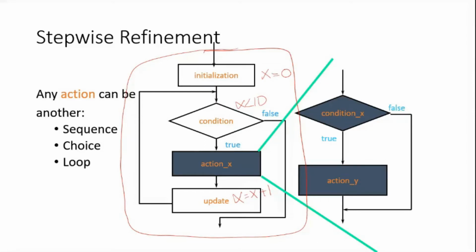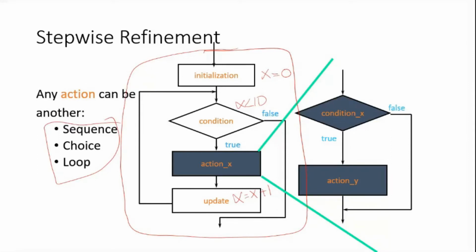So this is how the stepwise refinement happens. This is actually a loop structure. Any action can be another sequence, choice, or loop. That is the condition. Any action in a particular program can be either a sequence, a choice, or a loop. And any division or refinement of an action into sub-actions can also be a choice of, or a combination of, these three: a sequence, choice, or loop.